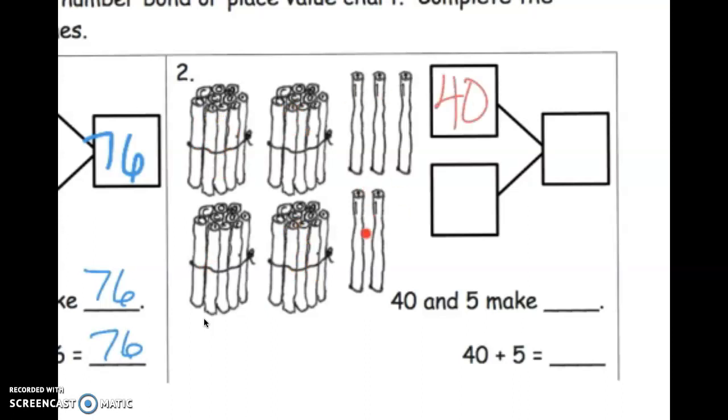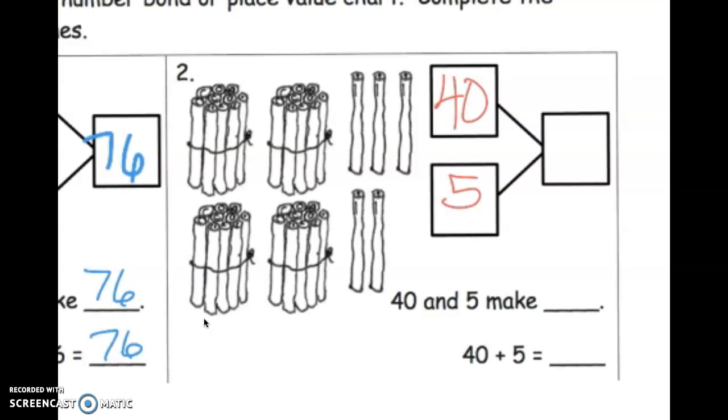And then how many ones do we have? We see that we have 5 ones here. So we're going to label that as a 5. And again, I could have put the 40 on the top or the 40 on the bottom and then reversed the 5. I chose to do it this way.